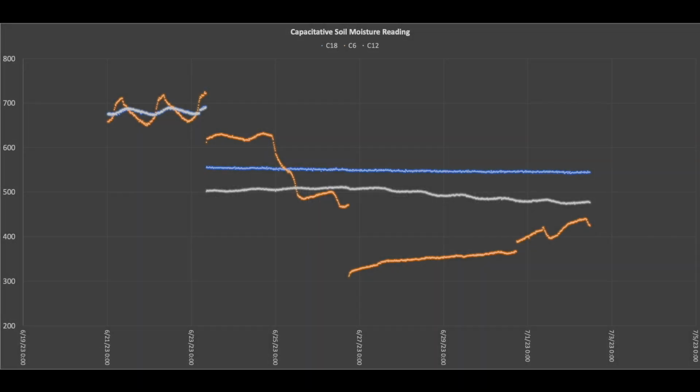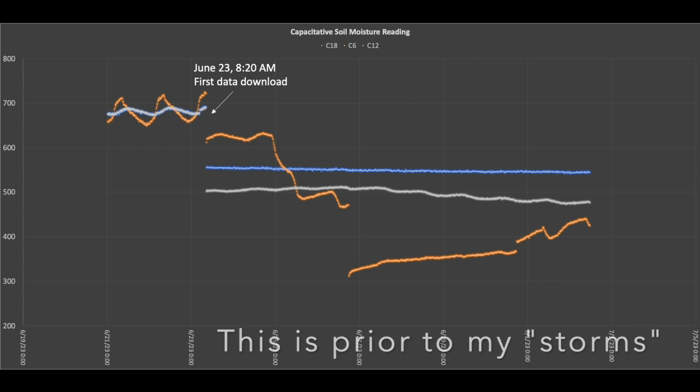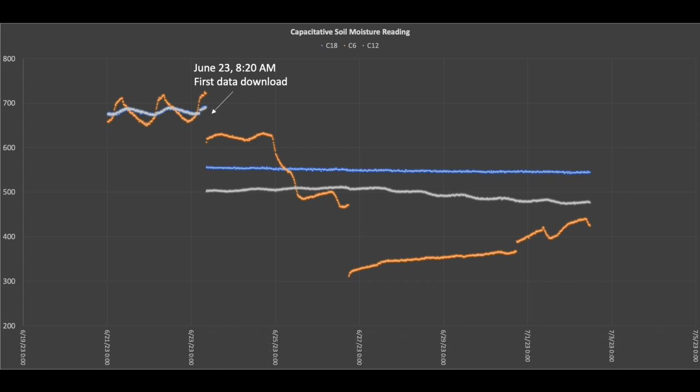So here's the capacitive soil moisture data encompassing the period between June 21st and July 2nd for all three sensors. One thing you'll notice immediately is this change in the signal that happened when I did my first data download on June 23rd. Note two things happened. First, I lost most, if not all, of the diurnal sensor response on all three sensors. And second, the signals for all three sensors dropped significantly, yielding a minimum change of 105 units for the sensor located closest to the surface.